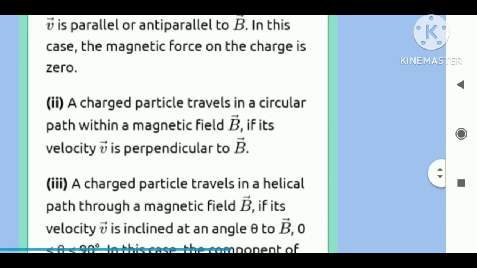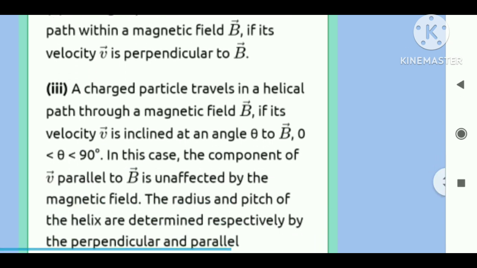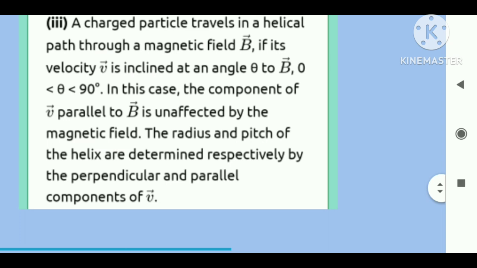Second, a charged particle travels in a circular path within the magnetic field B if its velocity V is perpendicular to B. Third, a charged particle travels in a helical path through a magnetic field B if its velocity V is inclined at an angle theta to B, where 0 is less than theta less than 90 degrees. In this case, the component of V parallel to B is not affected by the magnetic field. The radius and pitch of the helix are determined respectively by the perpendicular and parallel components of V.